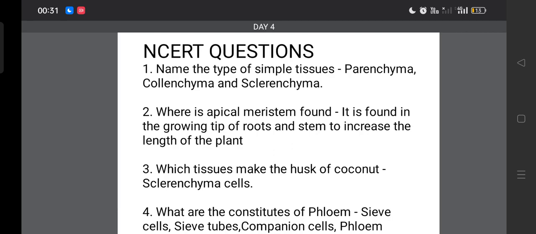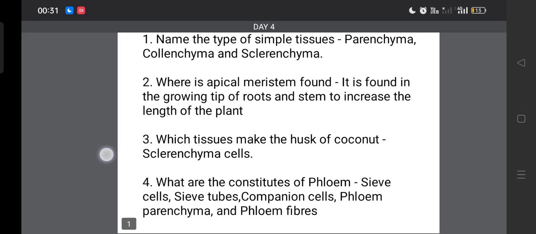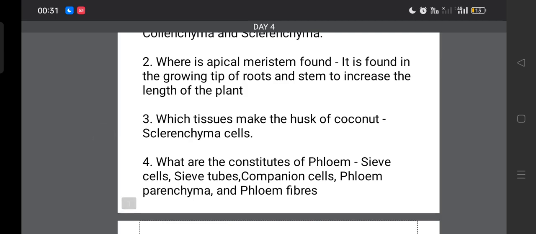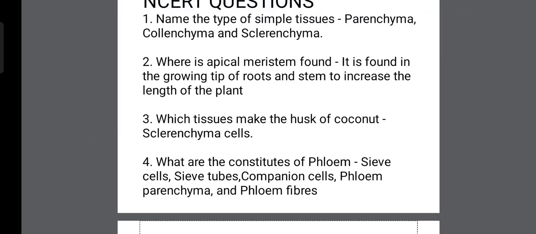So which tissue makes the husk of the coconut? It is the sclerenchyma cells. They are dead cells, and as we know they are very strong and they give rigidity to the structures where they are present. Now, what are the constituents of the phloem? The sieve cells, sieve tubes, companion cells, phloem parenchyma and the phloem fibers.